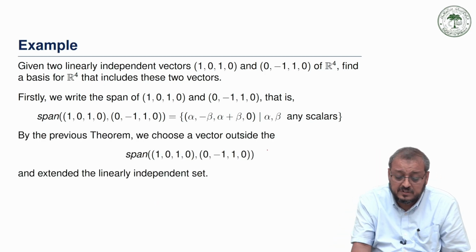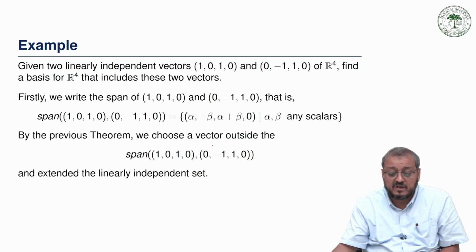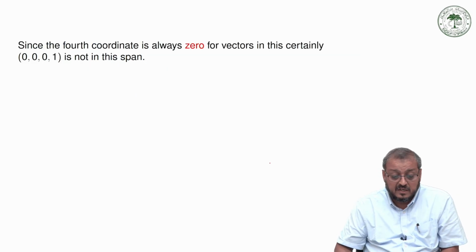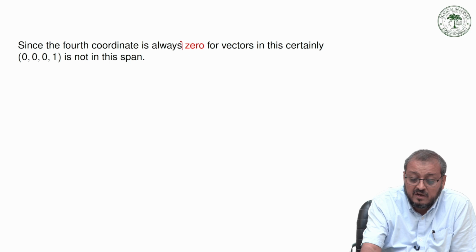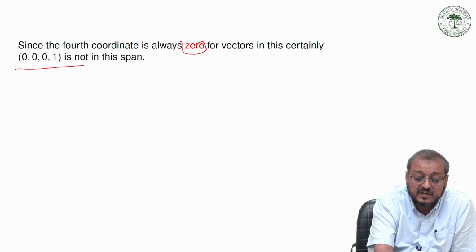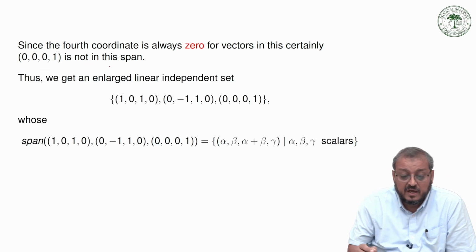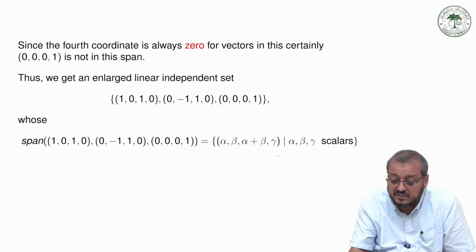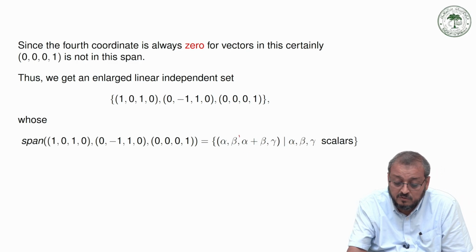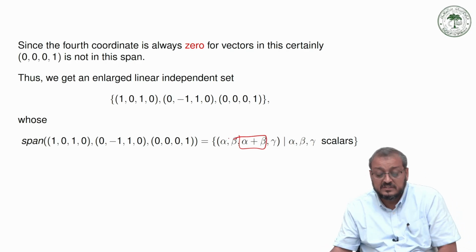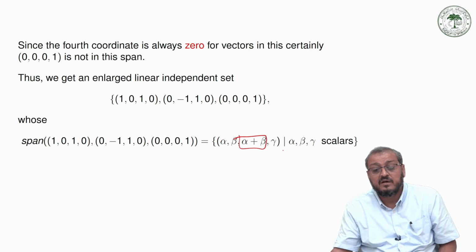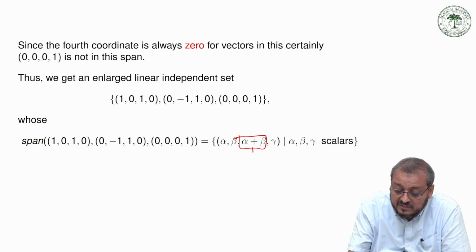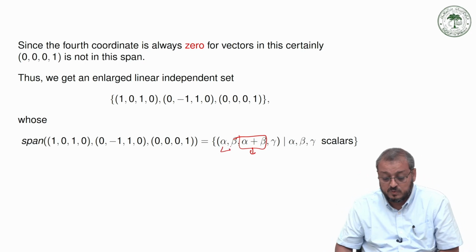Now, for the span of these 3, by the previous theorem we choose a vector outside the span and extend the linearly independent set. Since the fourth coordinate is always 0 for this vector, it certainly does not belong to the span of this set. Now what is the span of these 3 vectors? The span is of this form, alpha plus beta plus. Now look at the third element: it is the sum of the first two elements. So we have to choose an element where the third is not the sum of these 2 elements.